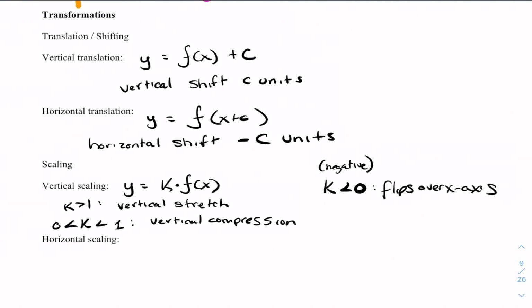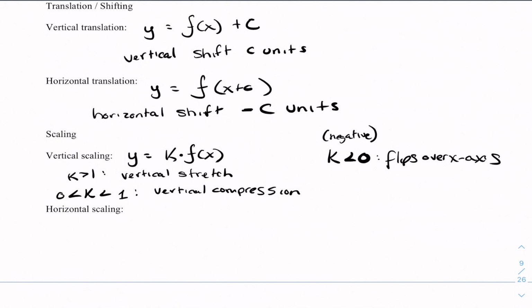If I wanted to compress or shrink a function, do a horizontal scaling, just like we said with translations, that would be multiplying by a constant on the inside as opposed to on the outside. So just like we said before, inside we do the opposite. So if the constant that we're multiplying by is greater than 1 on the inside, this is a horizontal compression.